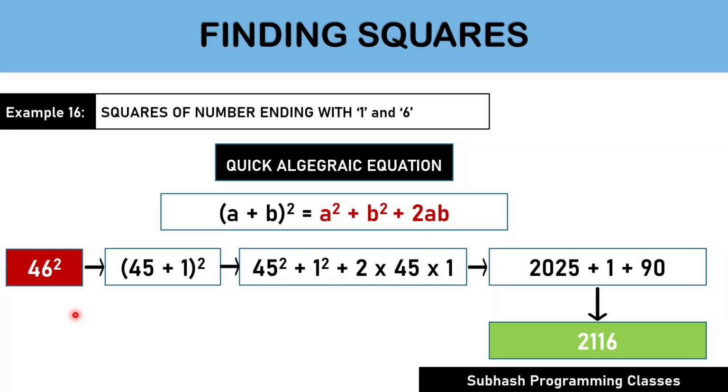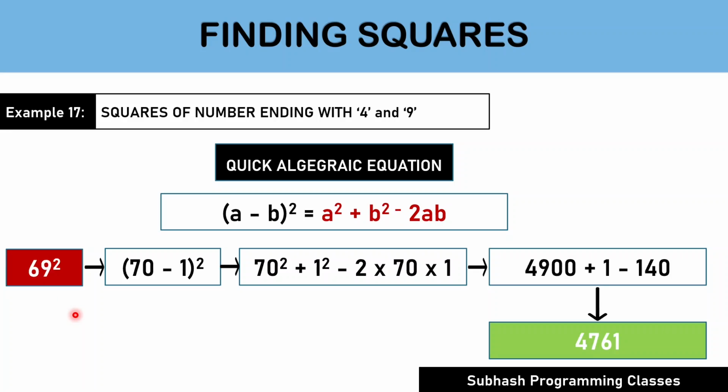Similarly, using the same logic that we discussed in the previous slide, we can find the answers for the numbers ending with 4 and 9. This slide will help you understand how to find the squares of a number ending with 4 and 9. The algebraic equation is a minus b whole square is equal to a square plus b square minus 2ab.